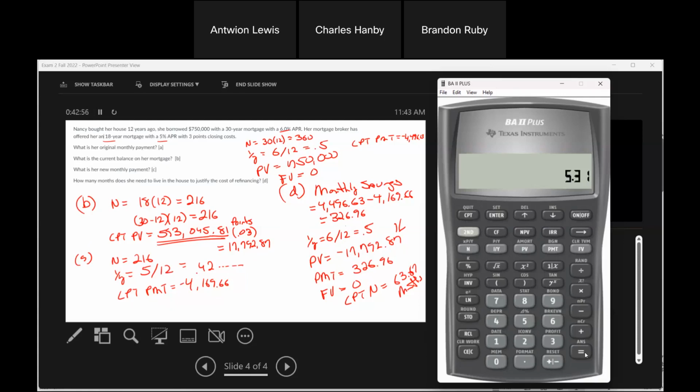Questions? No. All right. Please practice these until you become proficient, and make sure you understand the differences between the different types of loan.